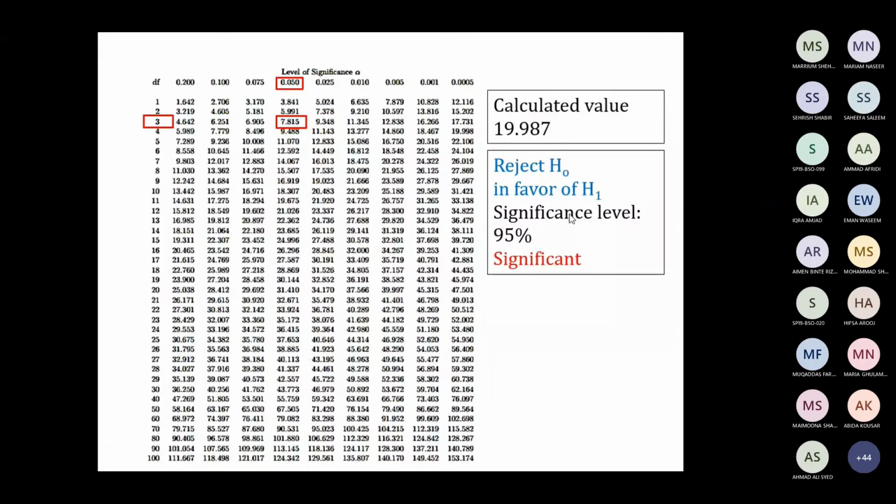यहाँ तक clear हो गया सबको? Is this point clear? Yes, ma'am. ठीक है? So if this point is clear, it means that we have rejected the null hypothesis.